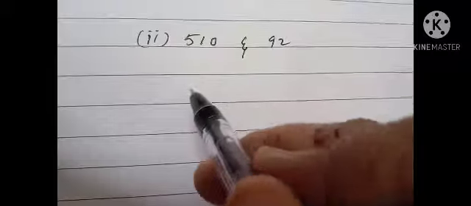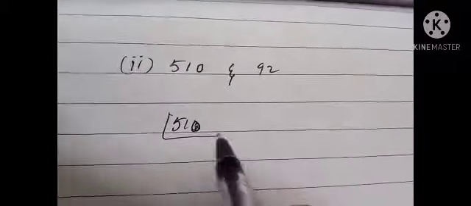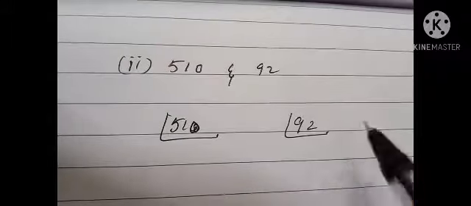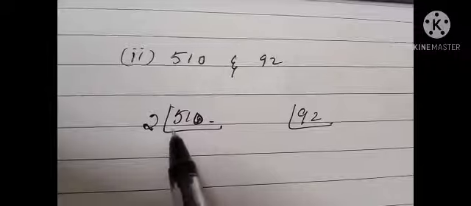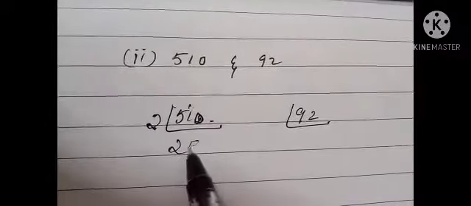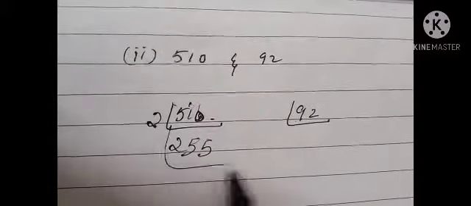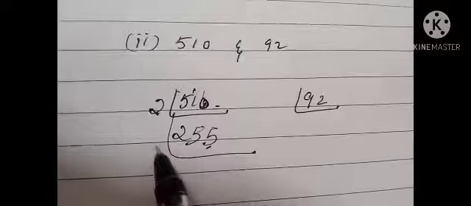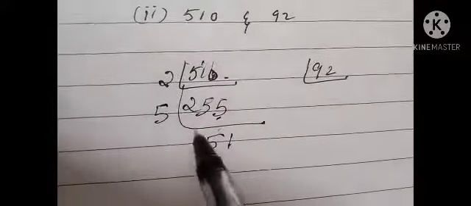Next, 510 and 92. So for finding the LCM and HCF, we have to prime factorize them first. 510 and 92 we have to prime factorize. This is an even number, so we can divide it by 2. 2 2s are 4, remaining 1. In 11, 5 2s are 10, remaining 1. In 10, 5 2s are 10. Then it is easily divided by 5. 5 5s are 25, 1 5s are 5.